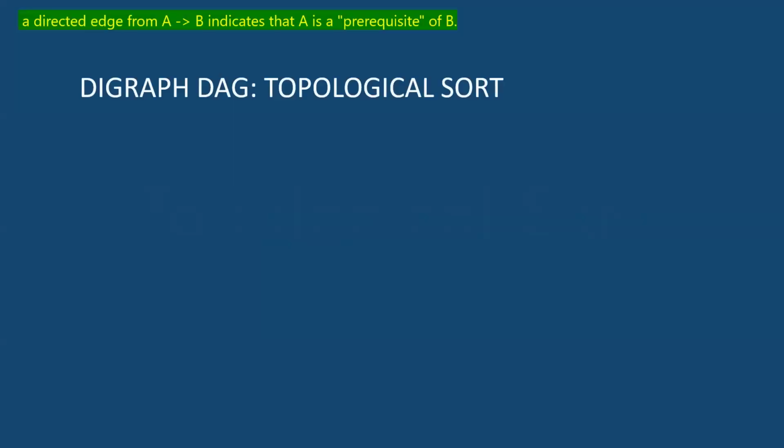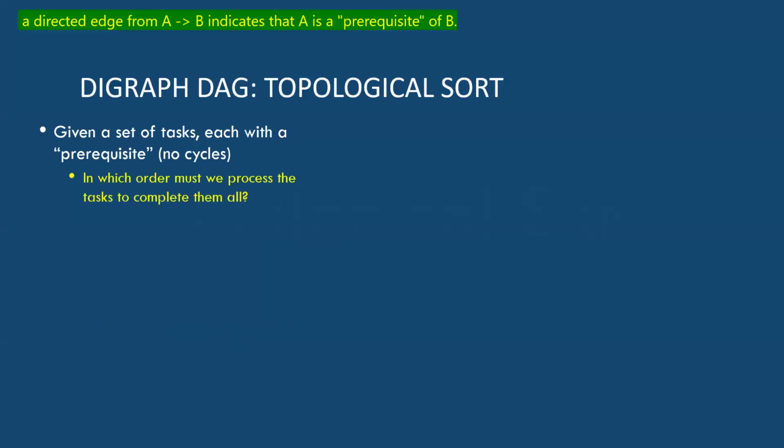So this is the kind of new topic for the day. This topic only makes sense when we have a DAG, a directed acyclic graph. So think about it in terms of the classes you need to take and the prerequisites. So there's a number of tasks, a class you have to take or something that you need to do before you do something else.